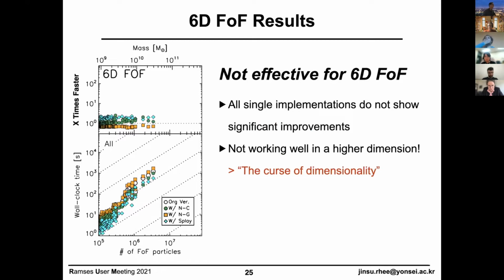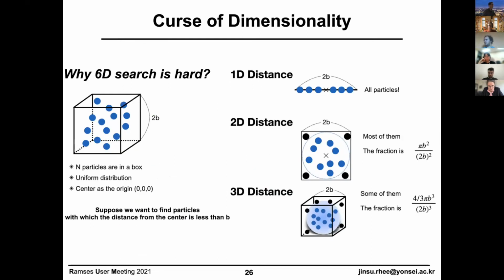For the 6D FoF result this time, no single implementation shows significant performance improvement. This means that our implementations are not optimized for higher dimensions, often called the curse of dimensionality problem. To understand the curse of dimensionality in the friend-of-friend algorithm, we bring a simple example. Suppose we want to find particles within the linking length b for the centered particle in a box with a length of 2b, where all particles are uniformly distributed in the box.